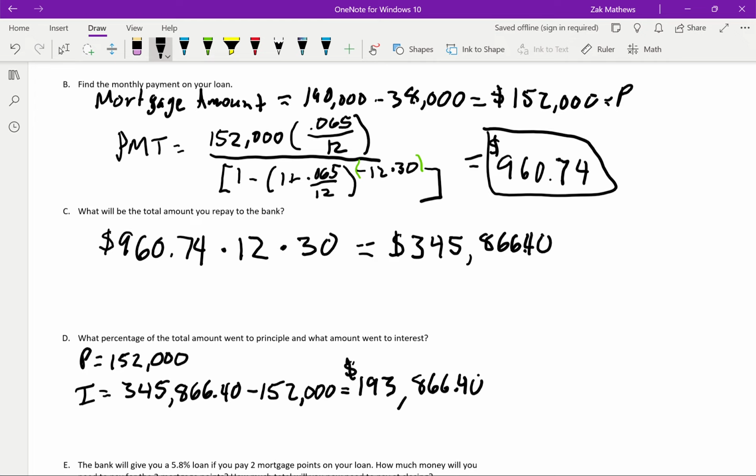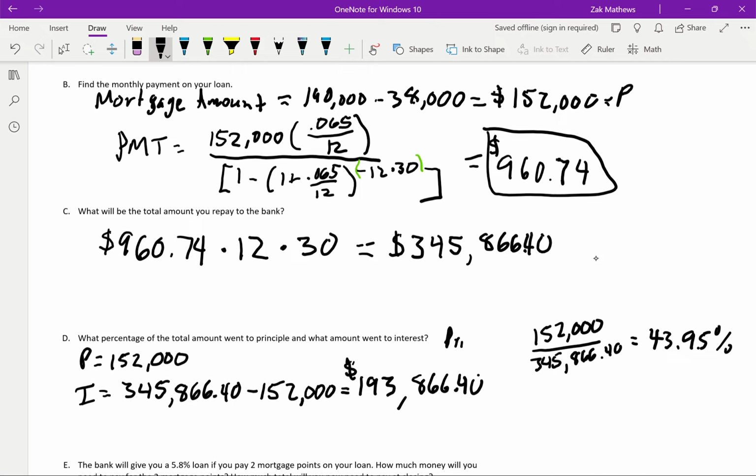And so we wanted to know the percent towards each. Well, we now know the amount of principal. We know the amount of interest. So to get those percentages, I'm going to take the principal, $152,000, and divide it by the total, $345,866.40. When I do that division, I get 43.95%. So almost 44% of my payment is going towards principal. That leaves the rest for interest.